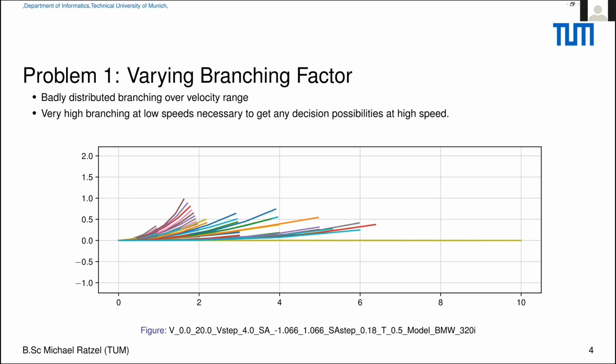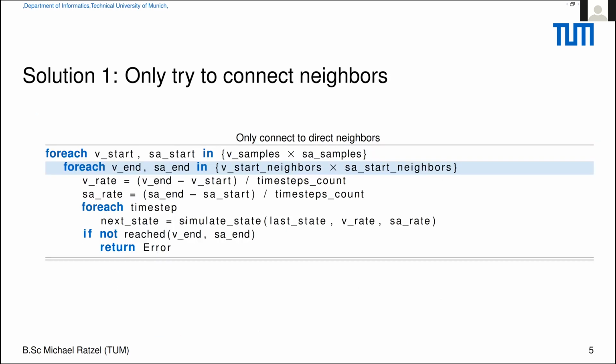So one way to avoid this was to just try to connect the neighbors. For example, you steer a little bit, and then in the next trajectory you can steer a little bit more, and then a little bit more, so that we reduce the high amount of trajectories in the low velocity range. So basically the algorithm changed like that.